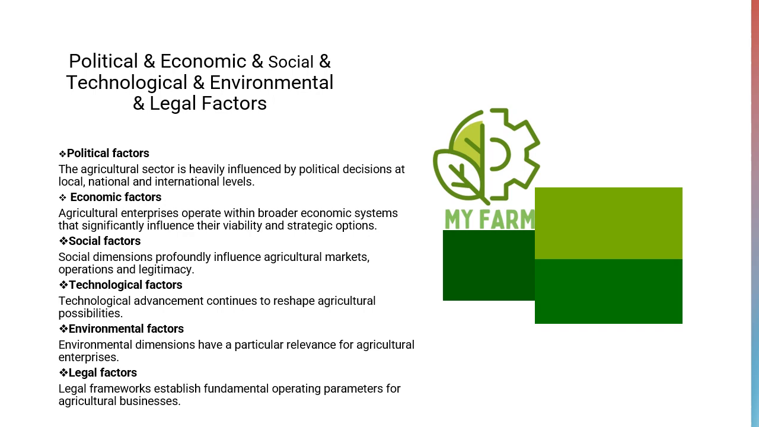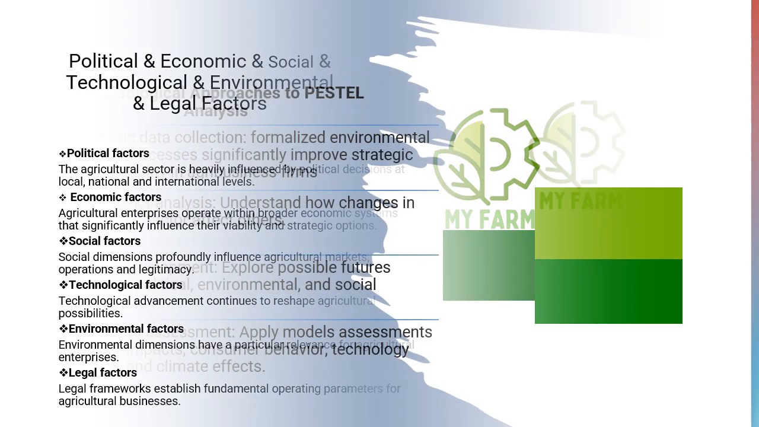Environmental factors have particular relevance for agriculture, including climate patterns, water availability, soil health, biodiversity, and ecosystem services that form the foundation of agricultural production. Legal factors establish fundamental operating parameters through food safety regulations, labor laws, environmental legislation, intellectual property rights, and contract enforcement mechanisms that govern agricultural business operations.